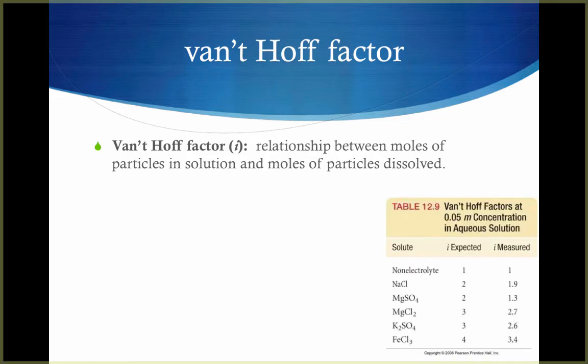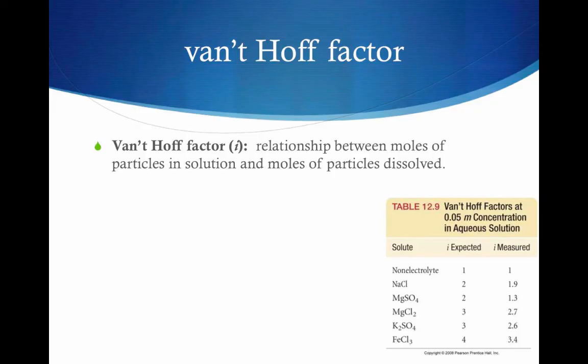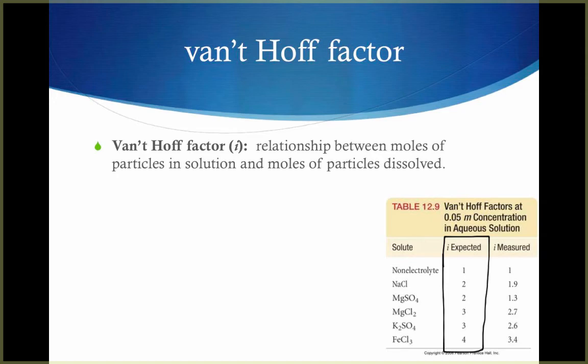Here's a table showing Van't Hoff factors for some common substances. Let's look first at the column that says expected. Notice that for non-electrolytes, we always get a Van't Hoff factor of 1 because non-electrolytes do not dissociate into more than 1 particle. For NaCl, we get a Van't Hoff factor of 2 because we get 2 ions. MgSO4, again, 2 ions, an Mg2+ and an SO4 2-. MgCl2, we get 3, an Mg2+ and 2 Cl-, and so on and so forth.